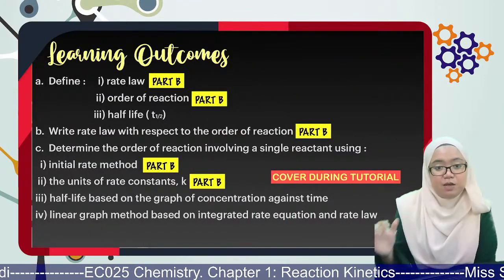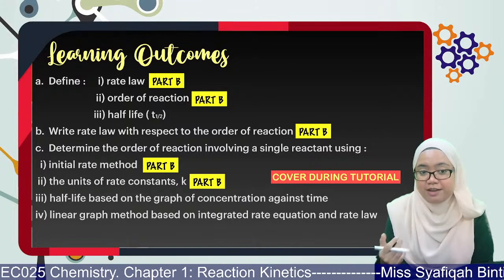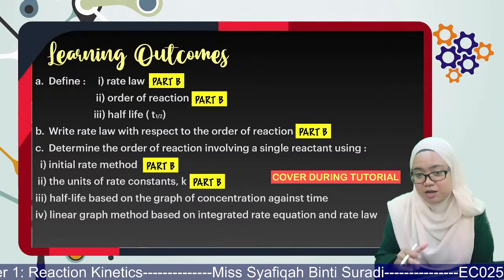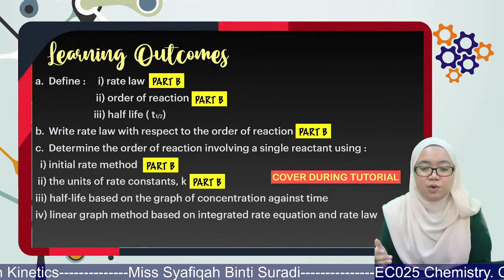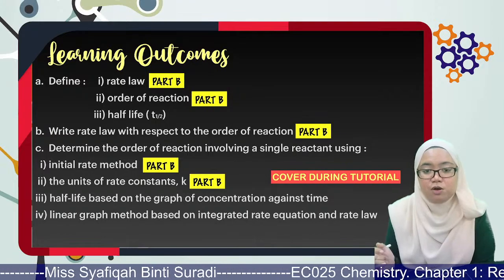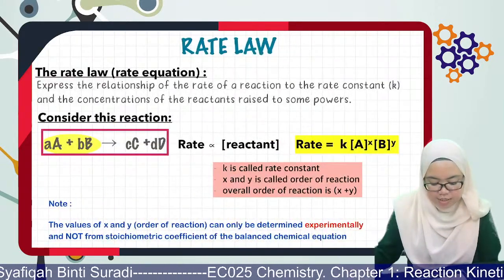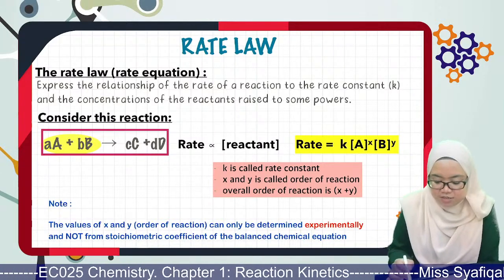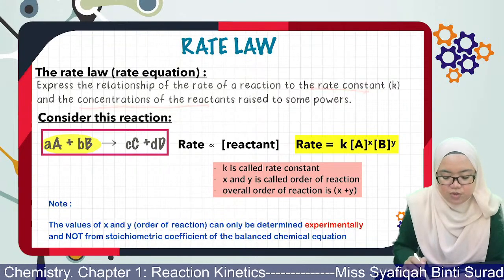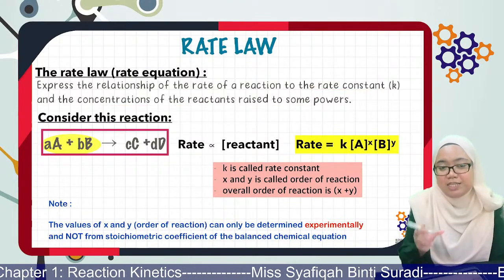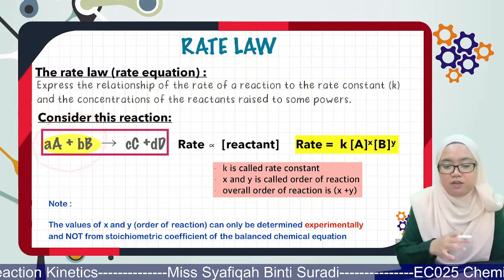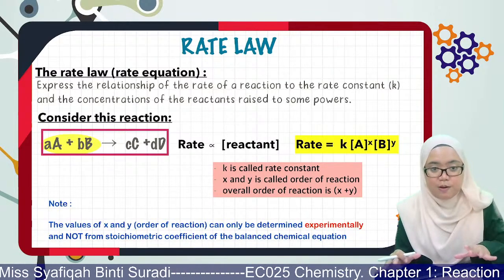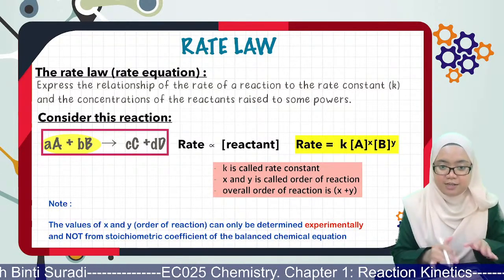Now we are going into part B, where it covers rate law, order of reaction, and how you write rate law with respect to the order of reaction. Okay, and the rest of the calculation you have already covered during your tutorial session with your respective lecturer. Okay, so what is rate law? Rate law expresses the relationship of the rate of reaction to the rate constant and the concentration of the reactant raised to some power. So for rate law, it just focuses on the reactant. Whereas the differential equation focuses on both, it looks at the reactant and the product. But for rate law, it focuses on the reactant only.